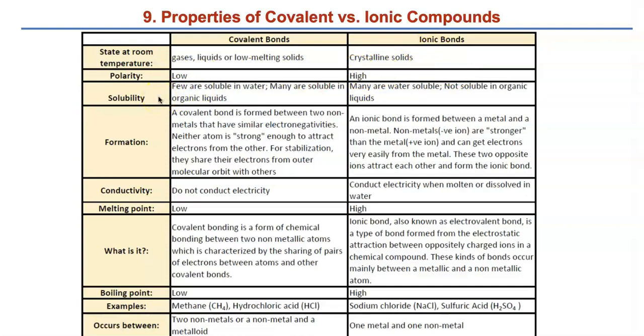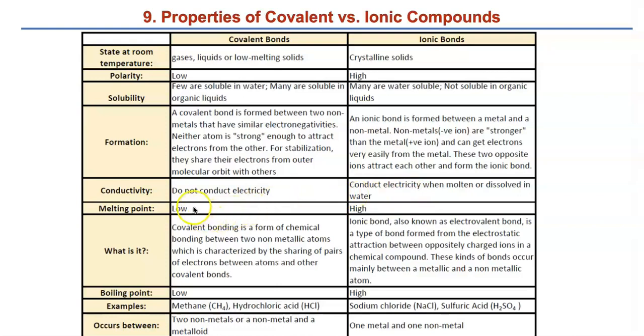Solubility: how they dissolve in what type of substance. Few covalent compounds are soluble in water. Many are soluble in organic compounds. Ionic substances, many are soluble in water, not soluble in organic liquids. So we talked about how these are formed. I'm not going to go over that. And then conductivity: covalent compounds do not conduct electricity. Ionic compounds are excellent conductors of electricity when you dissolve them or melt them.